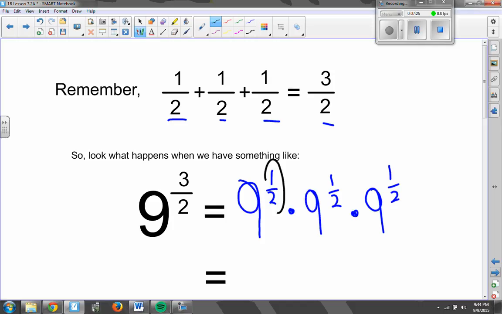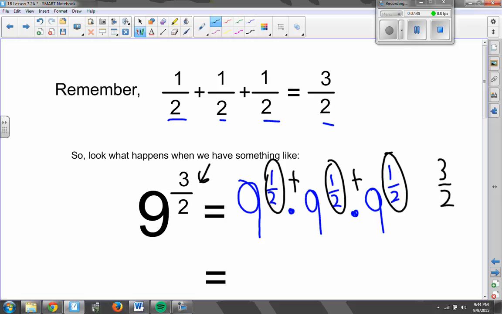So 1/2 plus 1/2 plus 1/2 should now give me my 3/2 as my exponent, which is exactly what I want over here. Right? So 9 to the 3/2 is like listing out this 9 to the 1/2 thing that we did on the last slide 3 times. That's what the 3 is doing on top.